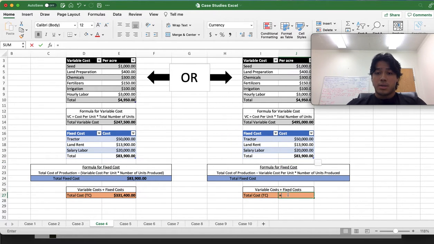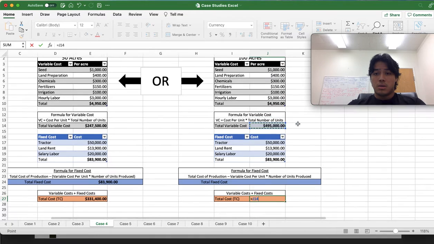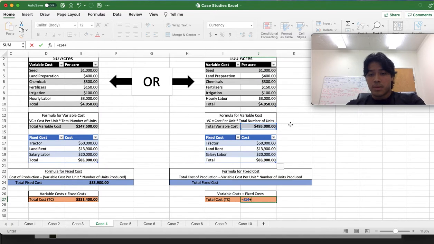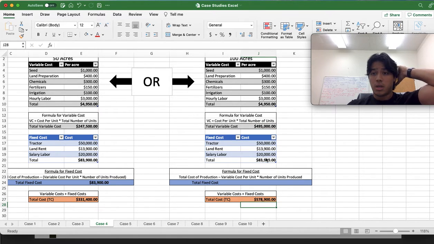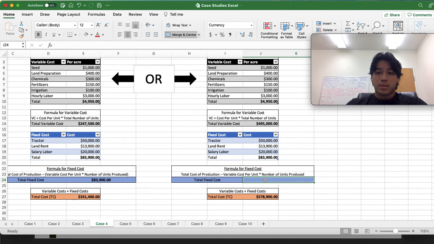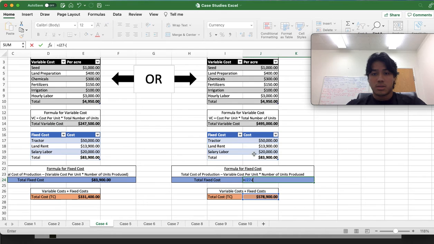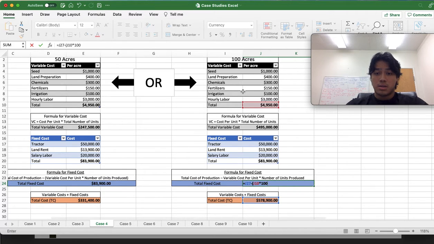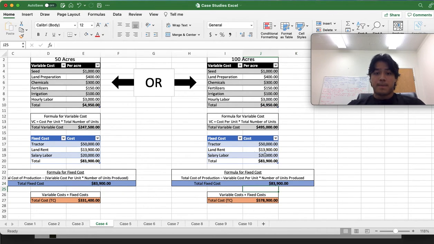But first, let's find the total cost. Plus is your variable plus fixed, and that's the total cost of 100 acre. In order to confirm the fixed cost, we're gonna select total cost minus parenthesis this times, in this case, 100. And you can see it's the same.